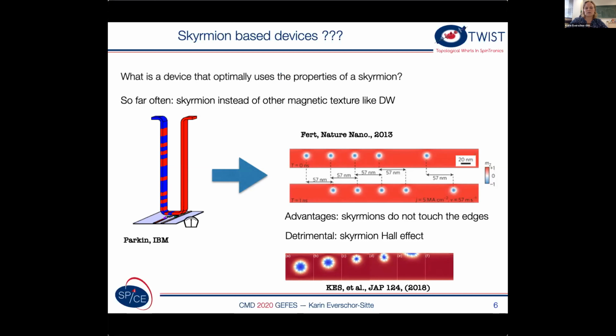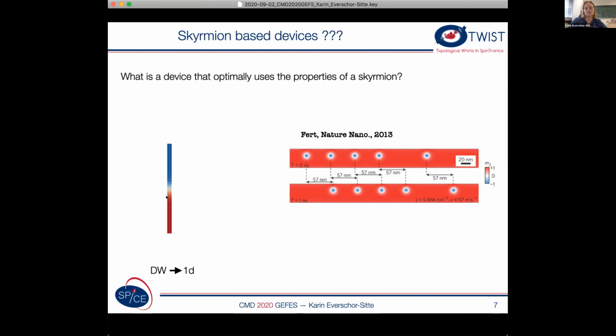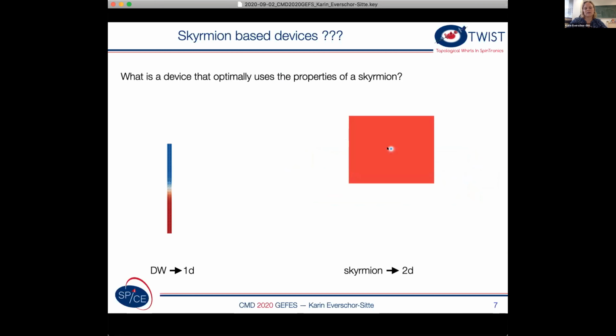But still, you can also ask from a very different point of view: what is a device that, if you have these particle-like whirl objects, optimally uses the properties of a skyrmion? When you think of it, a domain wall is basically a one-dimensional object. So you just need to know where the position of the domain wall is. If you want to build a device based on domain walls, there's the natural idea to choose a one-dimensional device. But if you look at a skyrmion, it's a particle-like thing that can move in two different dimensions. Or you can use its excitations and have kind of a point particle that can breathe or so. And then the natural device dimension would probably be 2D.